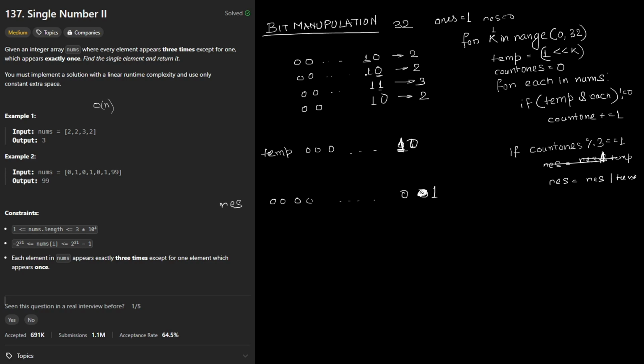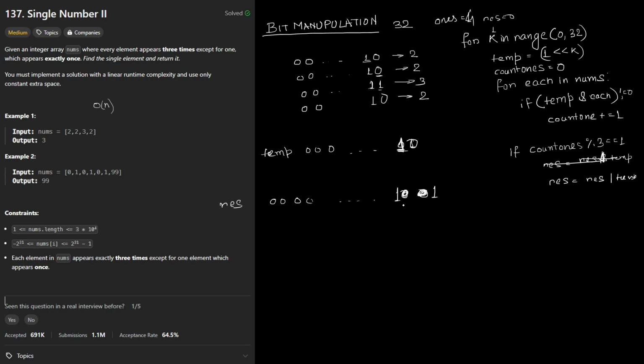The same is going to happen for this one, and for this and this. So my current count would be 4. I'm at this position. So count one's percentage 3 is 1, right? So again, result equal to res or temp. So this 0 would also get updated to 1.